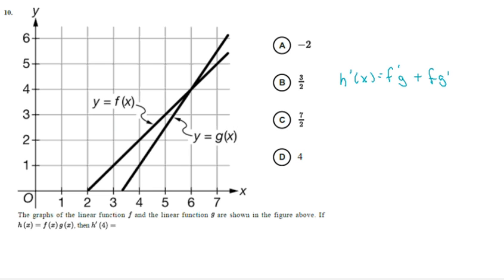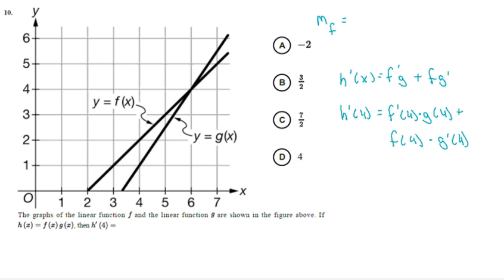And h prime of 4 is going to equal f prime of 4 times g of 4 plus f of 4 times g prime at 4. Well, the thing is, we're dealing with linear functions, so the derivative is just going to be the slope. So let's look at the slope of f.